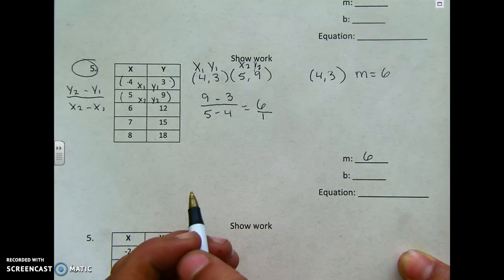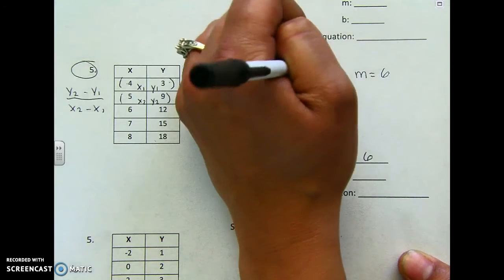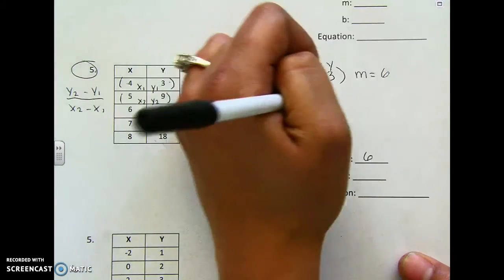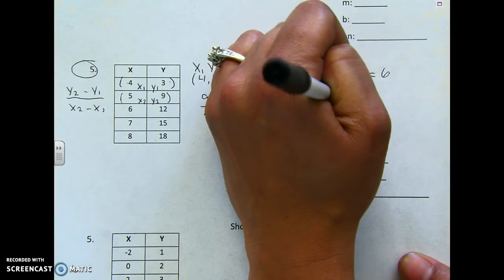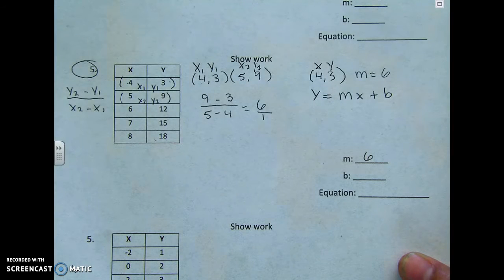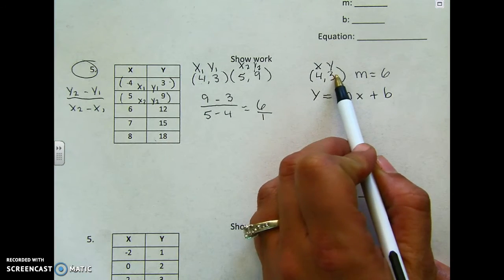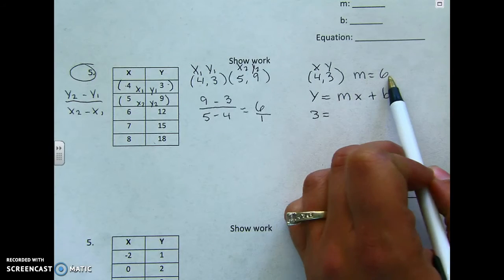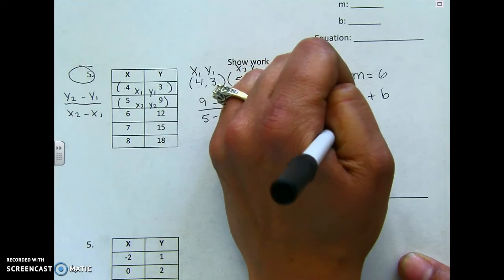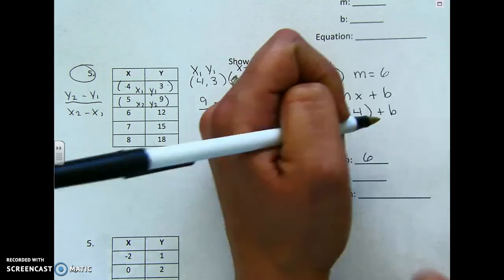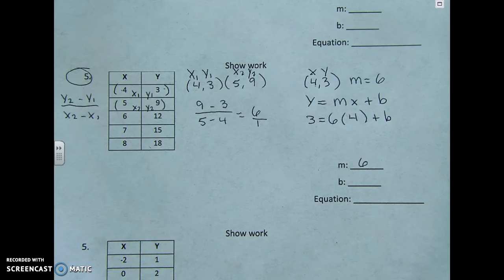I'm going to use step 4 in my notebook. It says label your point from your table that you chose, x and y. And you're going to use your slope, and you're going to plug that into y equals mx plus b. In this case, my y is 3. That's what it is from the point, equals m right here, which is 6, parentheses 4, which is my x, and I'm solving for b. Give you a second to catch up.